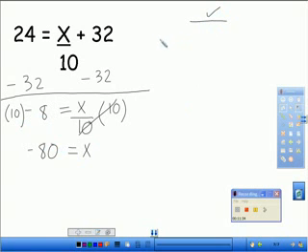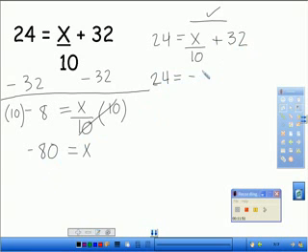So let's go ahead and check the problem. I need to substitute in my answer for x. So I'm going to rewrite it using negative 80 for x. Before I can do anything, I have to do the division before I can add. So negative 80 divided by 10, well, I can do that in my head. It's negative 8 plus 32.